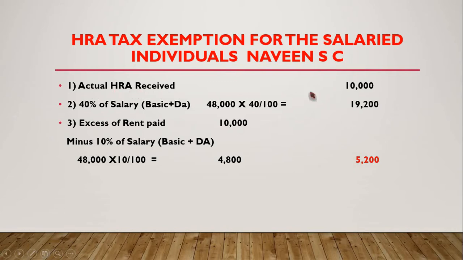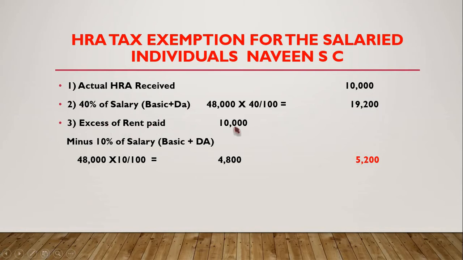Actual HRA received is 10,000. It is showing in the pay sheet as HRA. If you want, go and check the pay slip report for this 10,000 information. So 40% of salary, basic plus DA. Basic plus DA is total 48,000. 40% means that is 19,200.